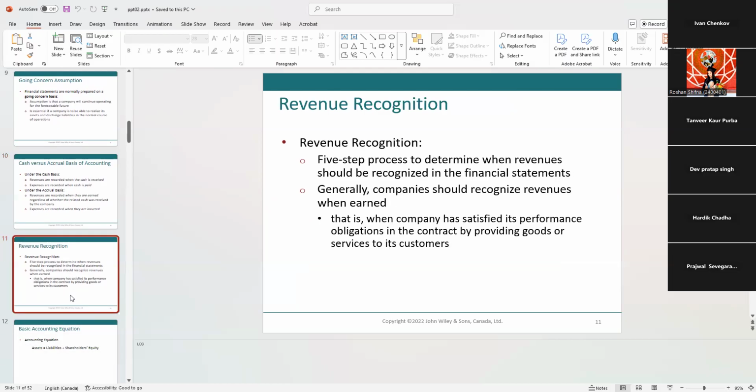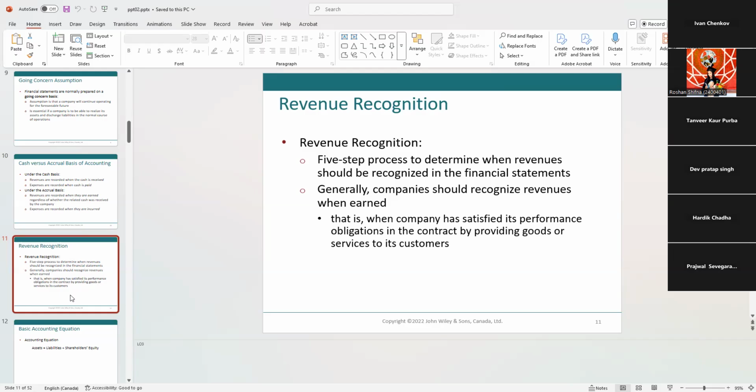Now we're going to revenue recognition. Revenue recognition has a 5-step process under International Financial Reporting Standards. Under accounting standards for private enterprises, there are only 3 steps. But in general, a company recognizes revenue when it's actually earned. It's very important for you to understand that recording the revenue is the crucial part. Why? Because recording the revenue is going to make the difference between whether I am generating net income or not.